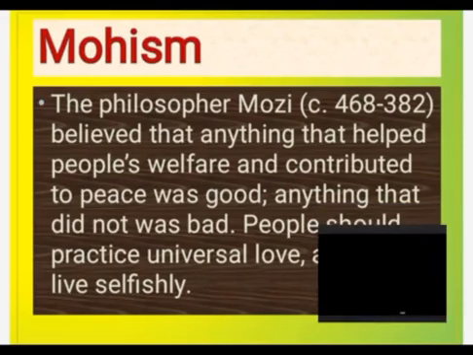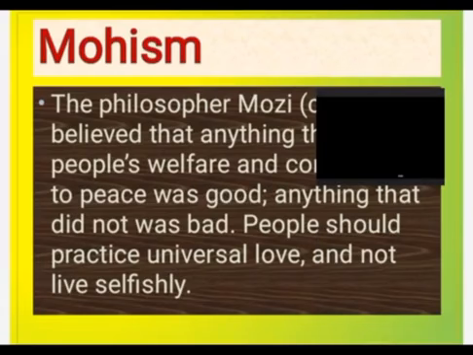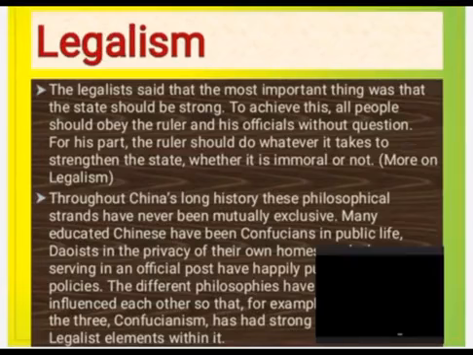Mohism. The philosopher Mozi believed that anything that helped people's welfare and contributed to peace was good, and anything that did not was bad. People should practice universal love and not live selfishly. So this is the explanation of Mohism. Legalism. The Legalists said that the most important thing was that the state should be strong. To achieve this, all people should obey the ruler and his officials without question. For his part, the ruler should do whatever it takes to strengthen the state, whether it is immoral or not.